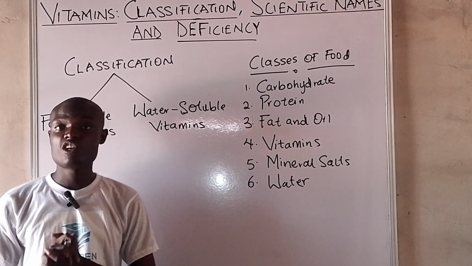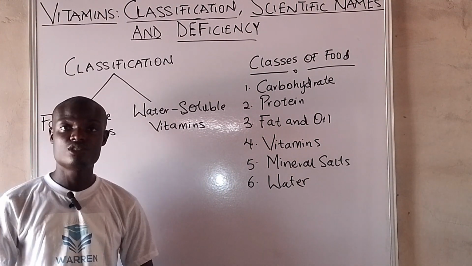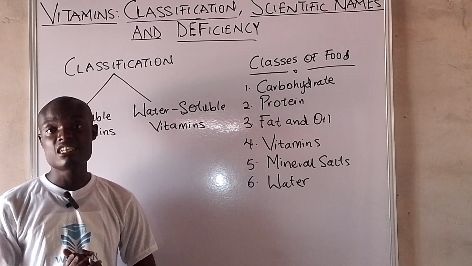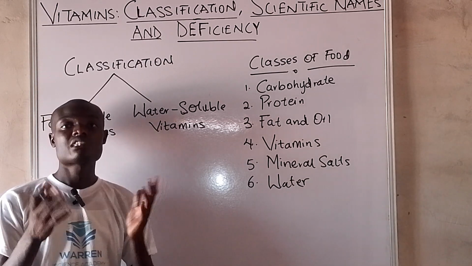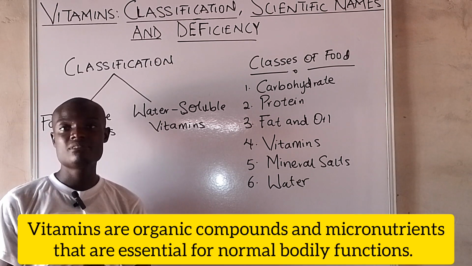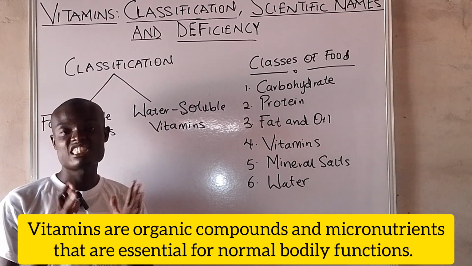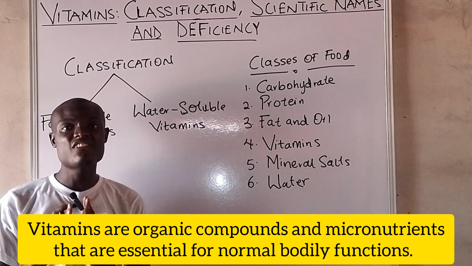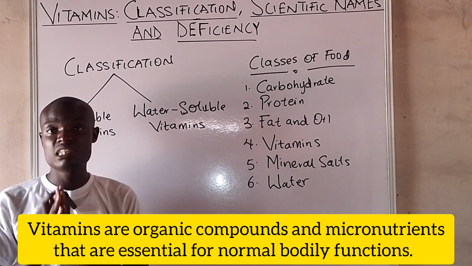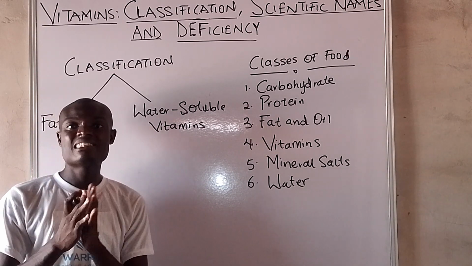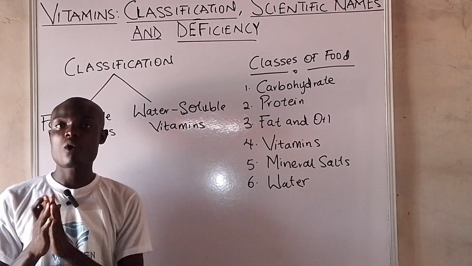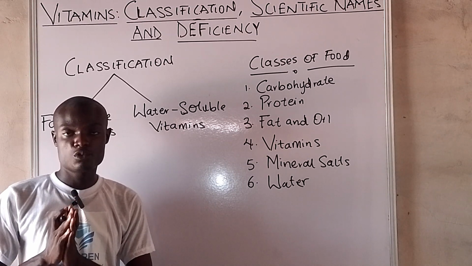Before we look at the various subtopics in this particular video, we are going to take a look at the definition of vitamins. What are vitamins? Vitamins are micronutrients, organic and essential nutrients that are needed for normal bodily function. So let's look at the parts of this definition. Number one, we said vitamins are micronutrients.